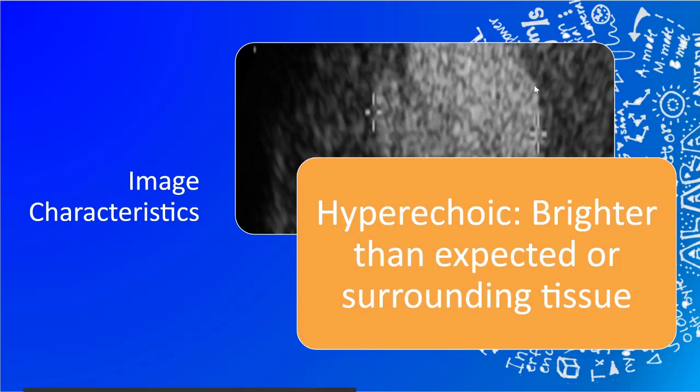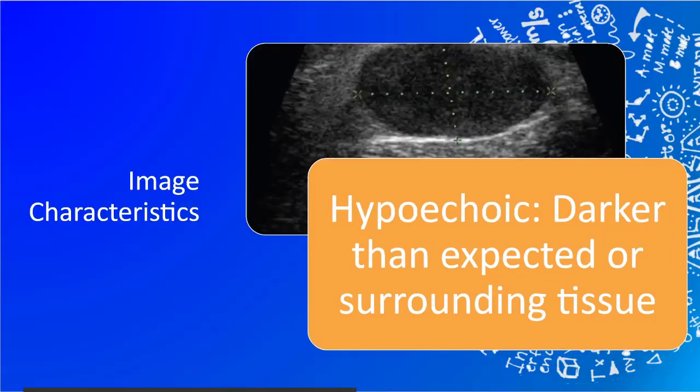So in this example behind here, we have this very bright area. Compare that to the tissue that's surrounding it. We have a hyperechoic area. Hyper means above the echo. Contrary to that, then we have hypoechoic. So this is when the tissue is coming back darker than what we expect, darker than the surrounding tissue. So again, hypoechoic is a comparison word. This tissue is hypoechoic to the surrounding tissue. It is darker or below echo.